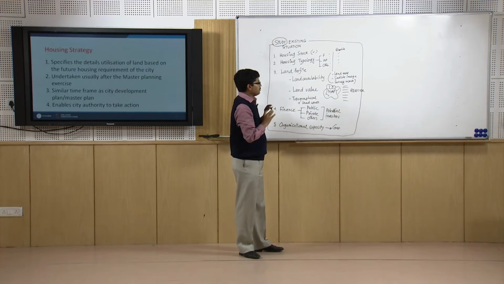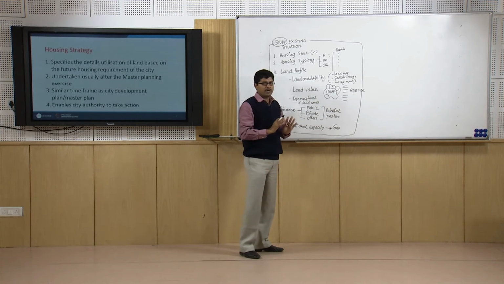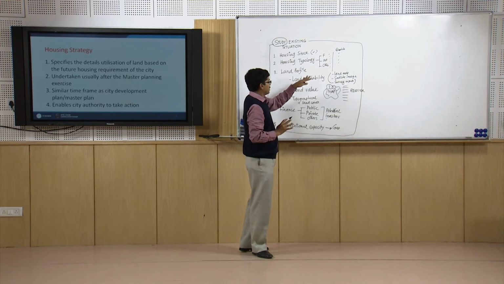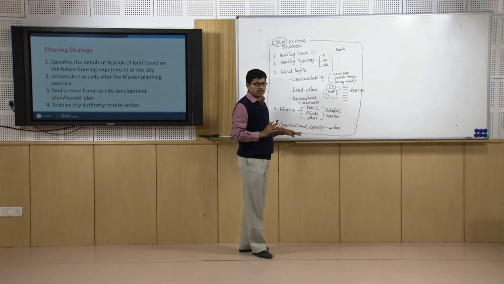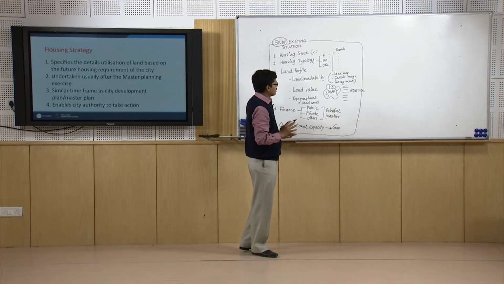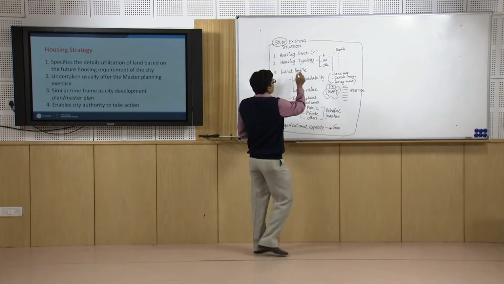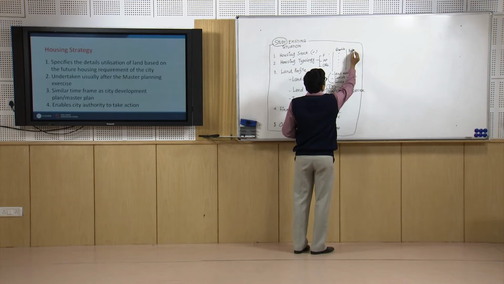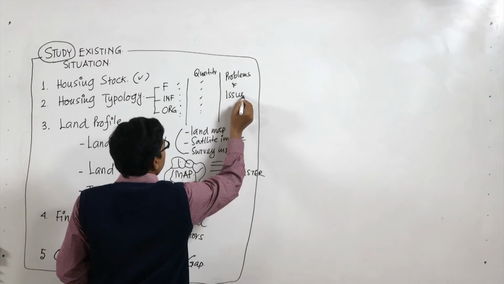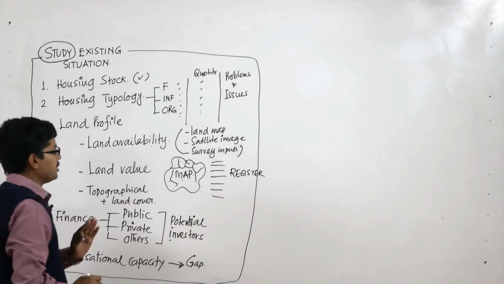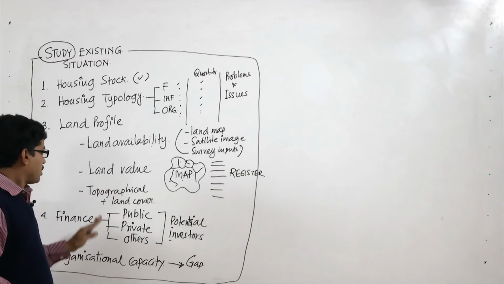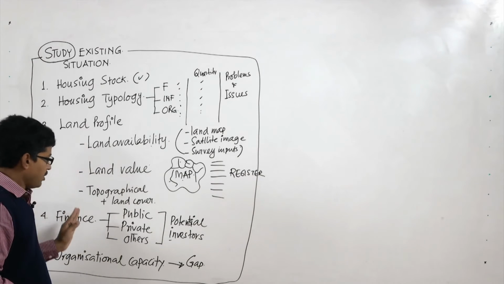The second part, based on the study, we are very much clear about the city profile, and the city profile of the housing, what kinds of housing are there, the land profile, financial profile and organizational profile, and what the basic problems and issues are. So, here after the quantity we are also identifying the problems and issues of every component of the housing, and for the organization as well, problems and issues for the land, finance, every sector.